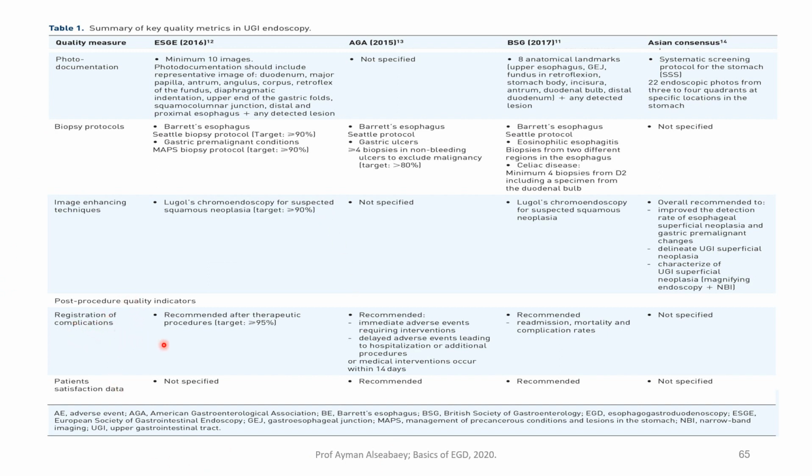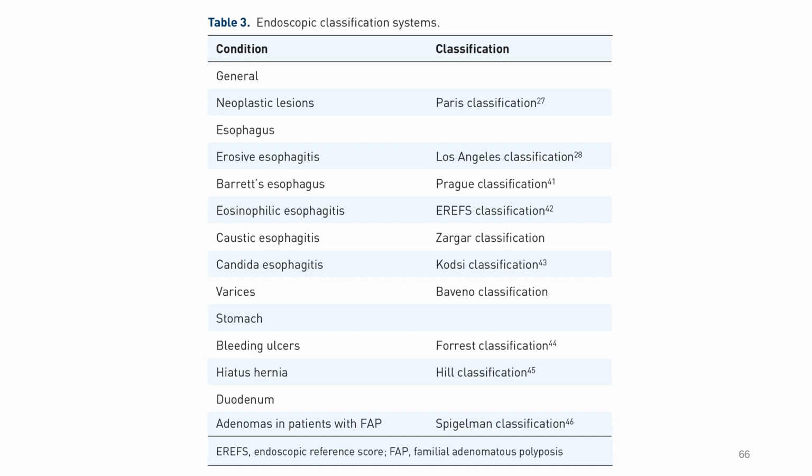Also, registration of complications is recommended, to document if an adverse effect occurred during the maneuver or after it. These are the quality metrics proposed by 4 different societies. Also, you should use classifications during endoscopy, for example, Paris classification for neoplastic lesions, Los Angeles classification for esophagitis, Zargar classification for caustic esophagitis, Baveno classification for varices, Hill classification for hiatus hernia. It is also recommended by quality metrics.